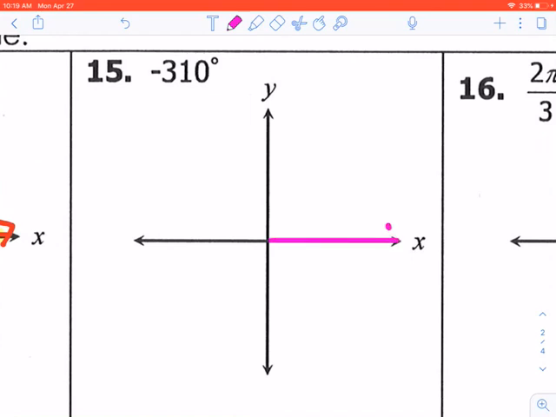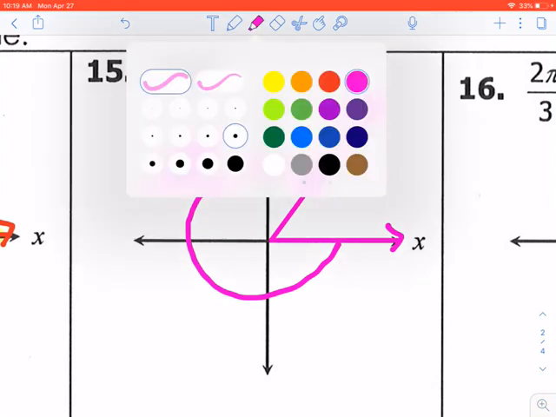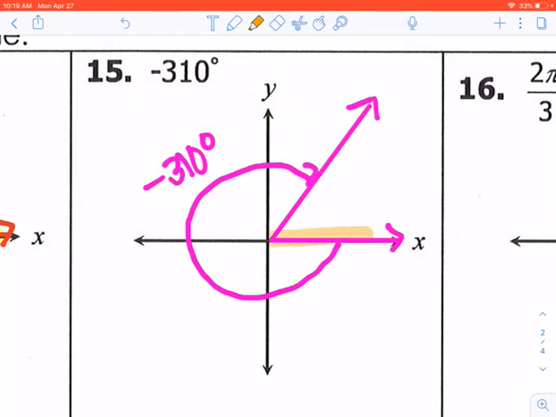Start here: negative 90, negative 180, negative 270, negative 310 is going to be somewhere about here, okay? This is negative 310. My reference angle needs to come from my x-axis. So it's going to come from this side because I'm on the right side. If I'm on the right side, I go from the right side of the x-axis. If I'm on the left side, I go to the left side of the x-axis. And so my reference angle is going to be this angle right here.